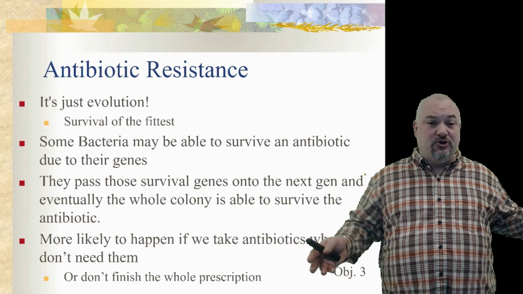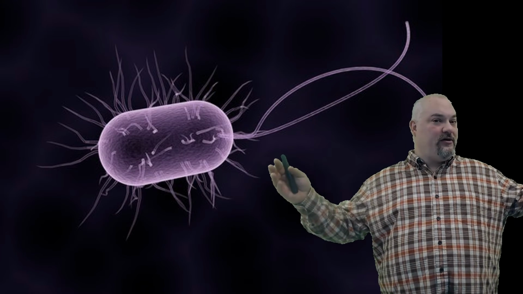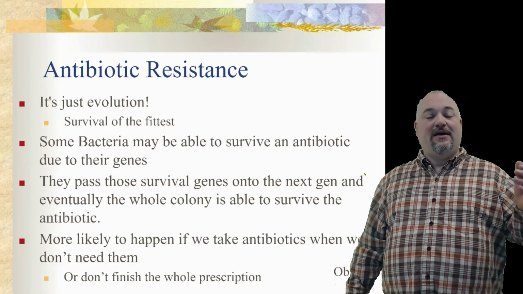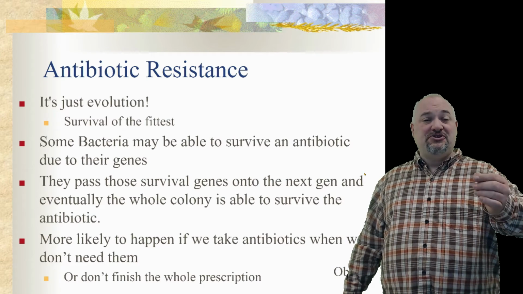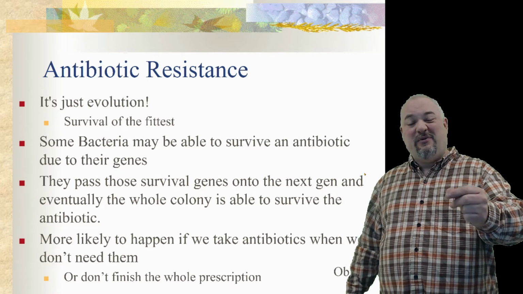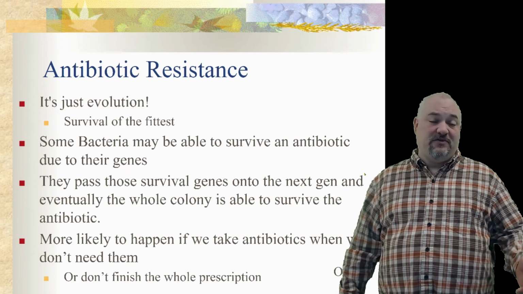In 3 days, you can go from 1 to an amount, if they have enough food, water, and space, they can equal the mass of the Earth in 3 days. Doesn't happen because they don't have unlimited resources, but they reproduce fast. So we get lots of generations. If we make the environment very tough for them to survive, and we don't wipe them out, they will develop antibiotic resistance, as we've seen.